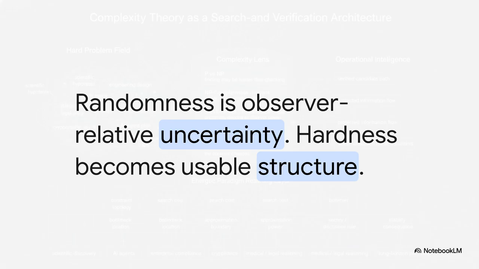This means what looks like true randomness can very often be manufactured from structured computational hardness. If an algorithm is just too weak to break a hard mathematical function, the output of that function is going to look perfectly random to that algorithm. Essentially, hardness becomes usable uncertainty.